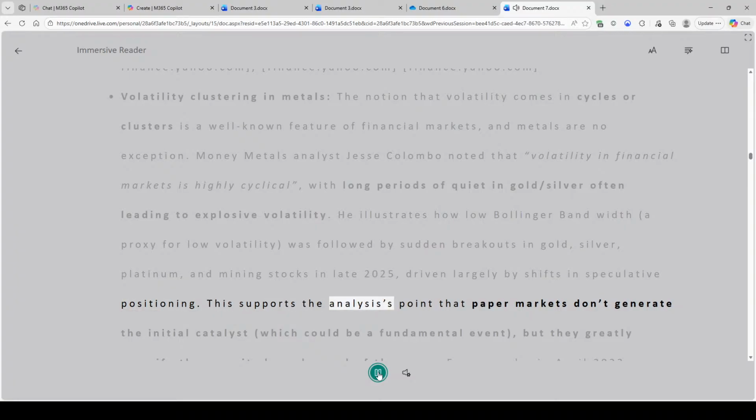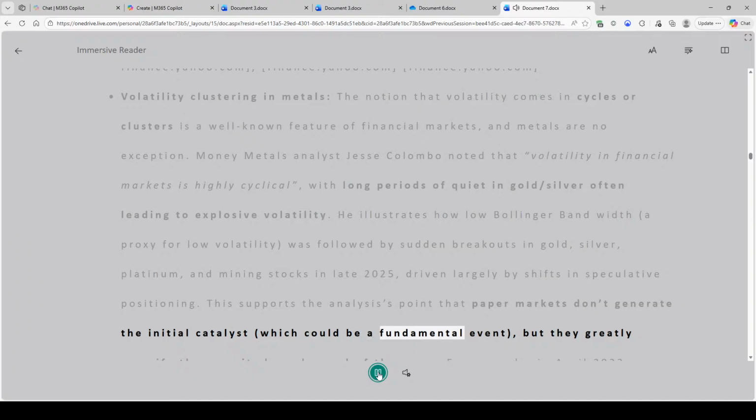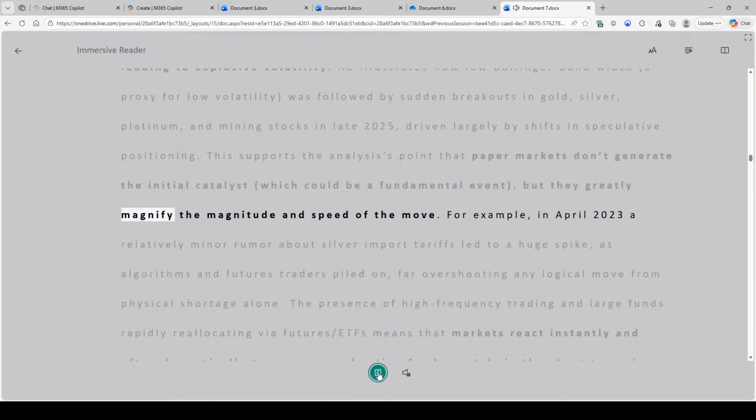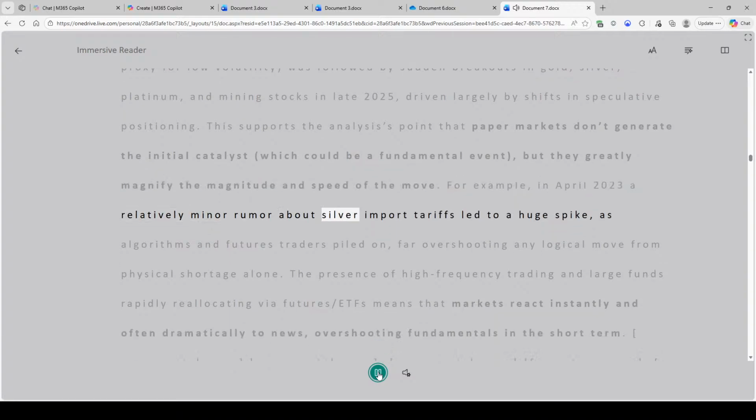This supports the analysis's point that paper markets don't generate the initial catalyst, which could be a fundamental event, but they greatly magnify the magnitude and speed of the move. For example, in April 2023, a relatively minor rumor about silver import tariffs led to a huge spike, as algorithms and futures traders piled on, far overshooting any logical move from physical shortage alone. The presence of high-frequency trading and large funds rapidly reallocating via futures/ETFs means that markets react instantly and often dramatically to news, overshooting fundamentals in the short term.